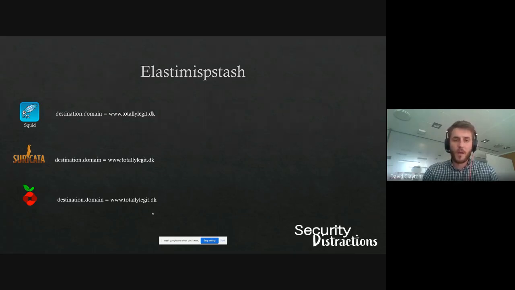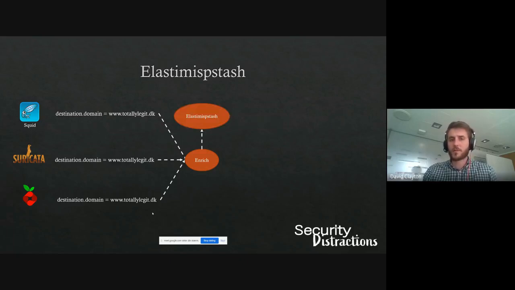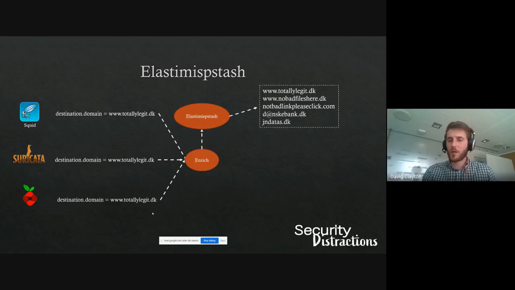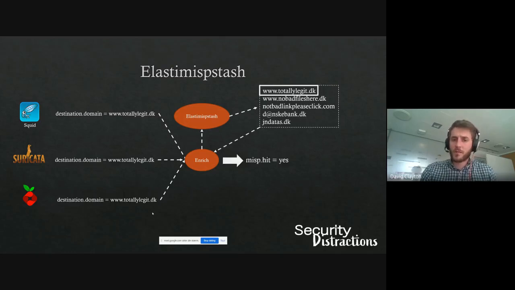All of these go into my little enrichment bubble here. This enrichment bubble is based on querying and working with ElastiMISPStash. What that does is look up this list of domains here. So in this list of domains, you can see that totally legit.dk is actually in there. It gets a hit. It writes back a new field called misp.hit.